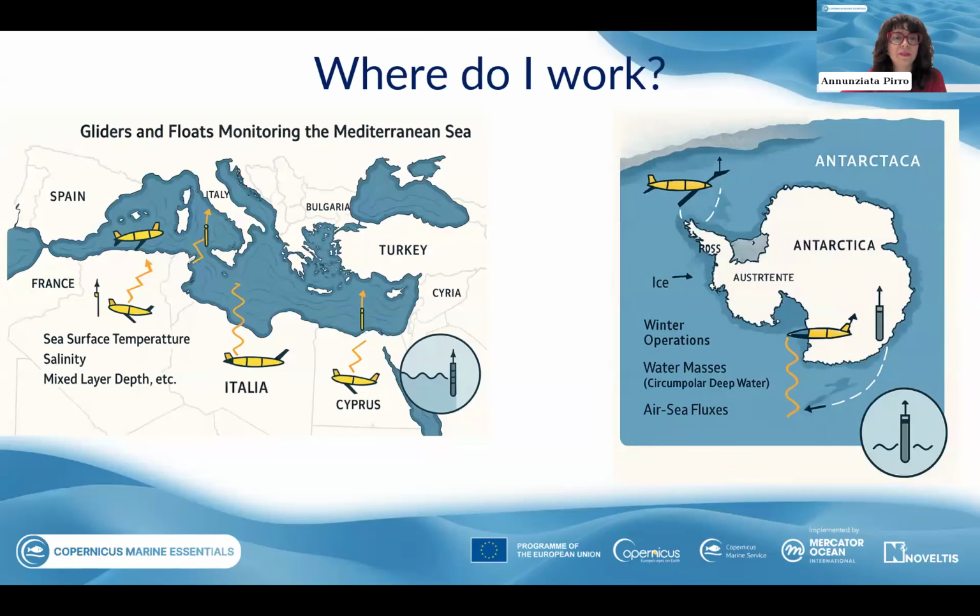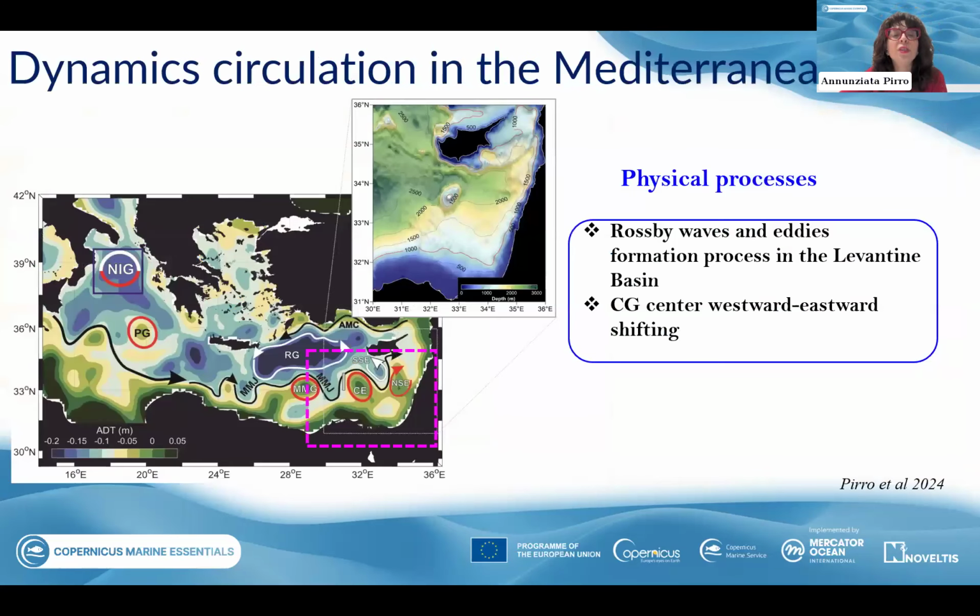So I mainly work in the Mediterranean area, so the Adriatic, Ionian, and Levantine basin, and in the Antarctic. My research focuses on water mass transformation, on the circulation of the ocean, on ocean dynamics, and in particular on the physical processes that are behind these ocean dynamics. Today I'm gonna show you a little bit of the science that I do, and in particular the circulation dynamics in the Mediterranean Sea, in the Levantine basin.